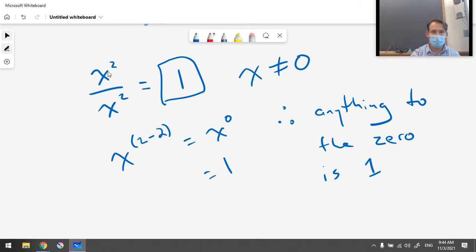So here, x is not 0. X to the 2 minus 2. 2 minus 2 is 0. X to the 0, 1. Okay.